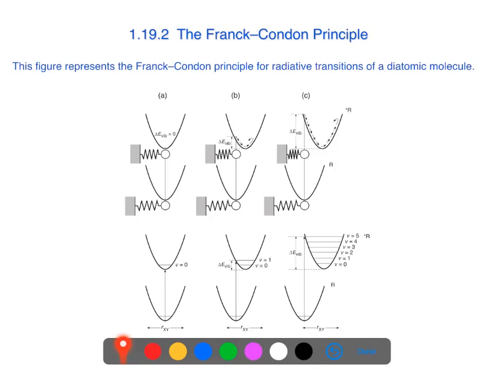And in case C, the minima are significantly shifted with respect to one another, such that the largest overlap occurs between the 0th vibrational level of the ground state and the 5th vibrational level of the excited state. In this example, a significant amount of excess vibrational energy accompanies the radiative transition.